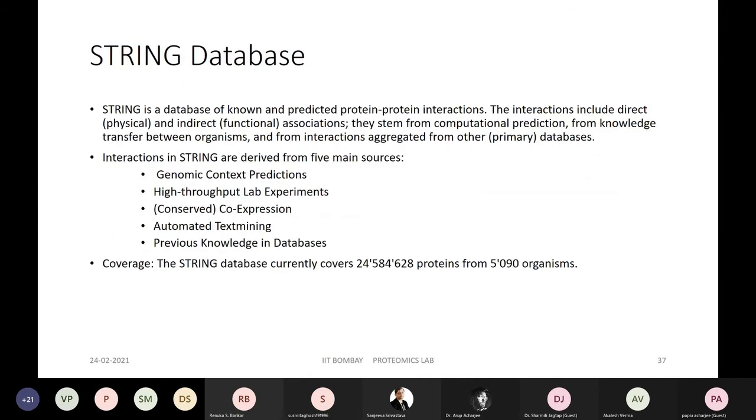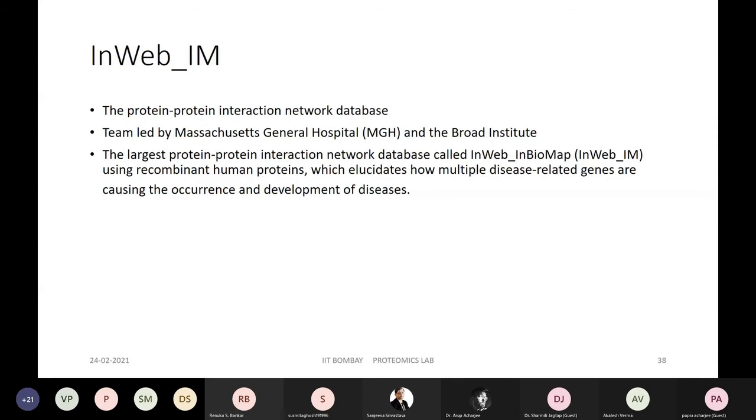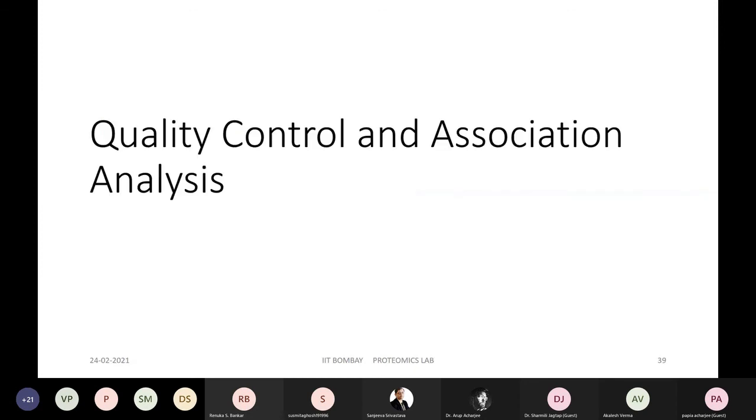Then it also does analysis on the STRING database. It also runs the same analysis on a protein-protein interaction network on InWeb IM, and this is built by a team from Massachusetts General Hospital and the Broad Institute. Then there is quality control and association studies. So quality control and association is how well your data matches with other datasets available publicly.